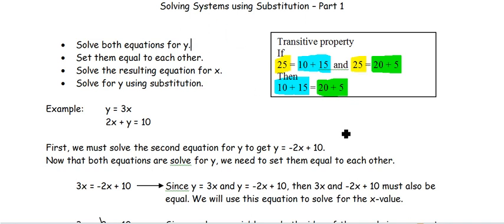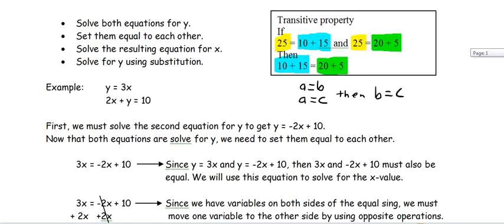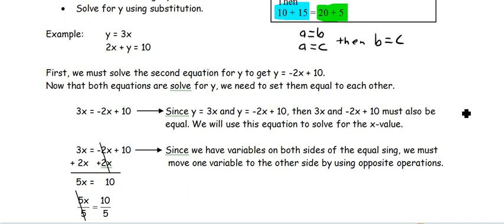If you remember back at the beginning of the year when we talked about properties, the transitive property said that if A equals B and A equals C, then B equals C. We're going to use that to start substituting in our systems. So here we go. Here's a step. Solve for y. Set them equal to each other. Solve for x. And then plug that back in, using y for the x, back into the original equation.